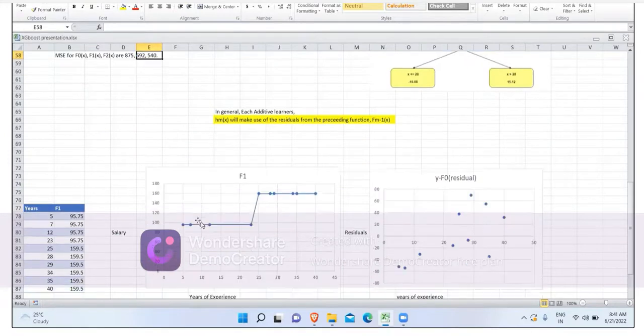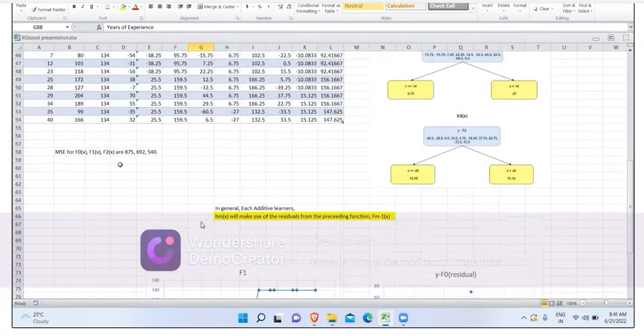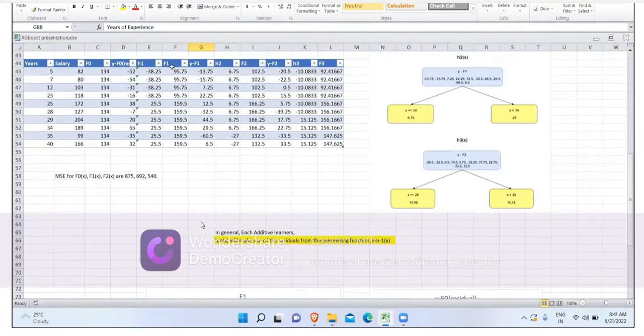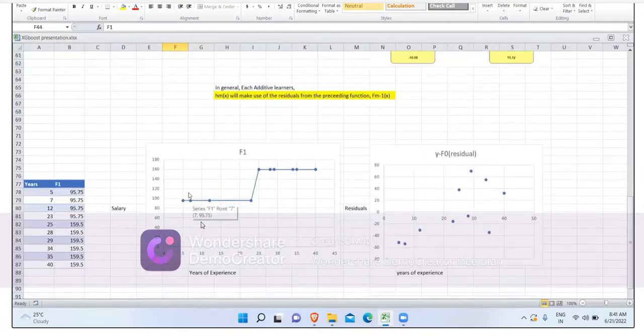One more observation over here: I have plotted years of experience versus salary for this f1 boosted function, so the pattern is like this, and I have plotted the graph of residual versus years of experience. It is observed that the boosting learner makes use of the pattern in the residual error.